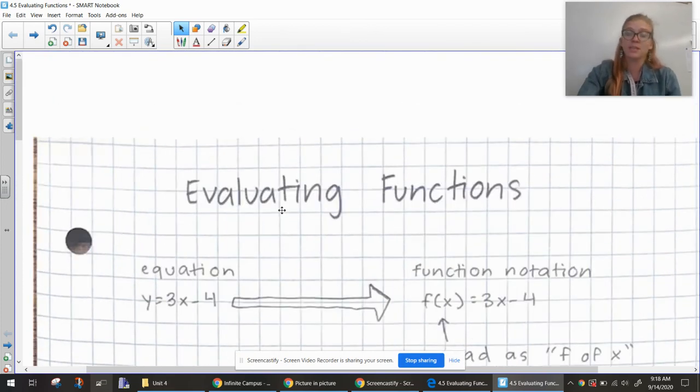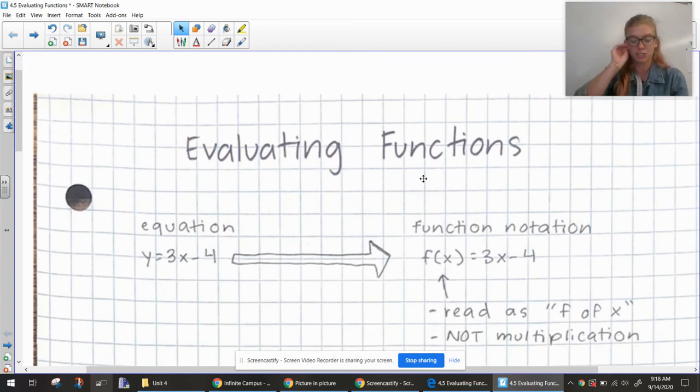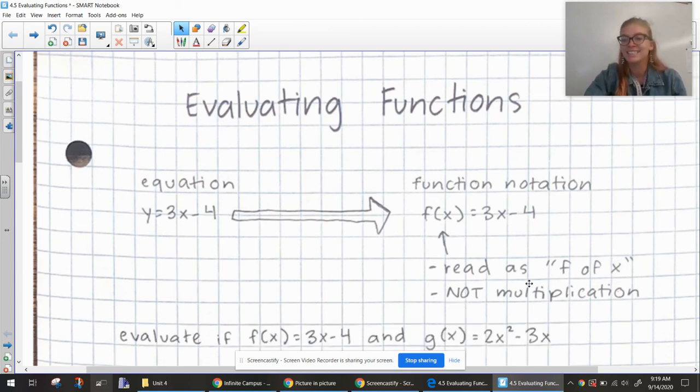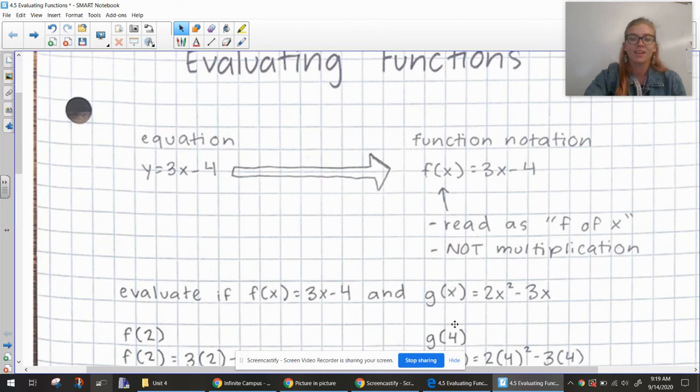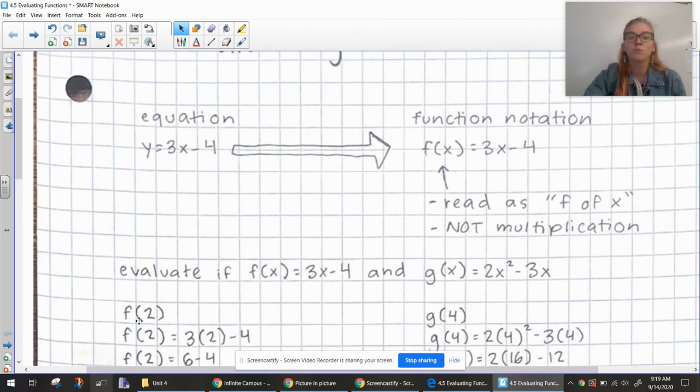So in this video, we learned how to evaluate a function. So we learned what function notation is. Function notation is when I replace y with f of x to tell us that for every input, we have one specific output. We read this f of x as f of x, and it is not multiplication. And we learned how when we're given something in function notation like f of 2, we can use that to evaluate a function.